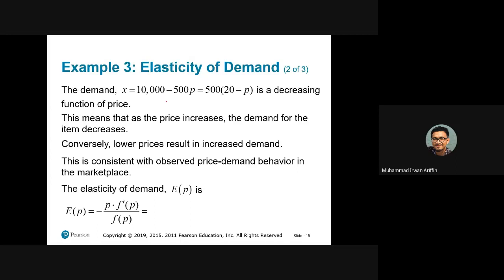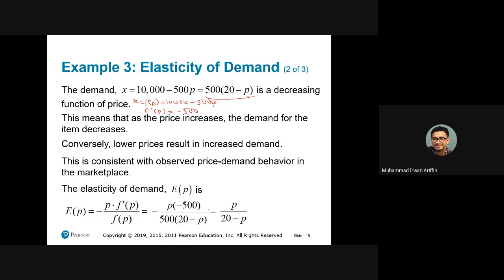F prime of P. So if X is F of P, 10,000 minus 500P, then F prime of P equals negative 500. So we have negative 500 here. P multiplied by negative 500, and then divide everything by the original function itself, which is written like this: 500 multiplied by 20 minus P.